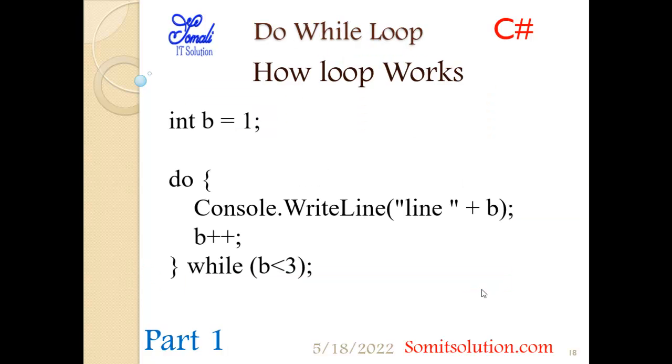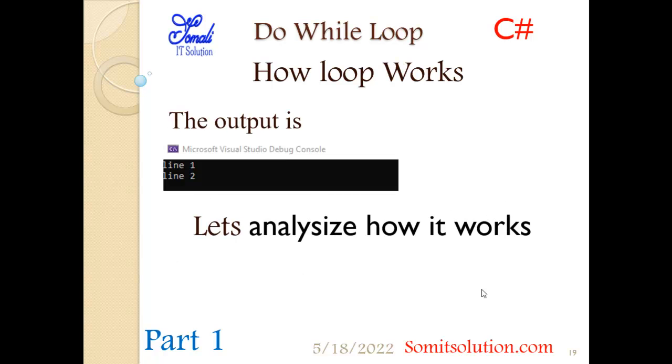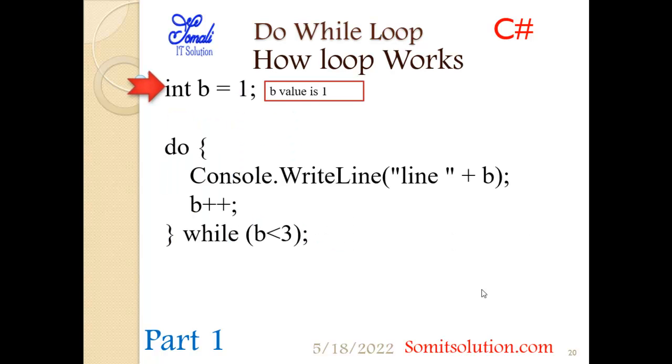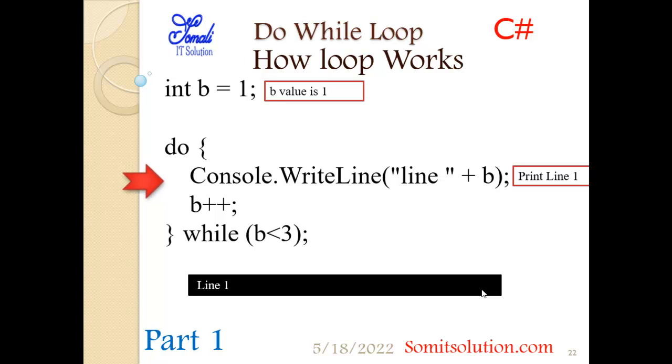Let's look at the same example in do while loop. Do while loop is different from other loops because it does one job before the condition. Declare variable b and initialize it to 1. Print line 1. Add b value by 1 and b value becomes 2.